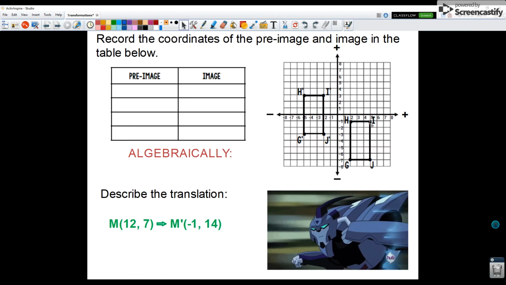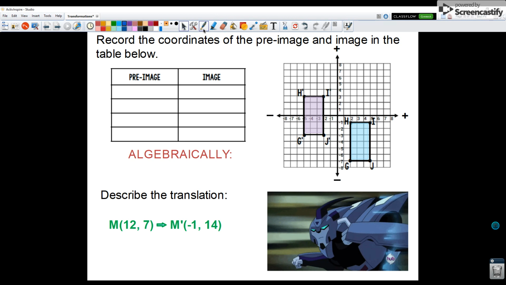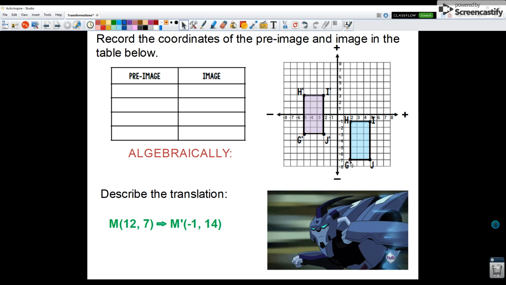Here we have a pre-image and a new image. It does not tell us what actually occurred. So we're going to have to decipher what happened. Well, we do know that we have coordinates G, H, I, and J. So for the pre-image, G is located at (2, -7). H is located at (2, -1). I is located at (5, -1). And J is located at (5, -7).